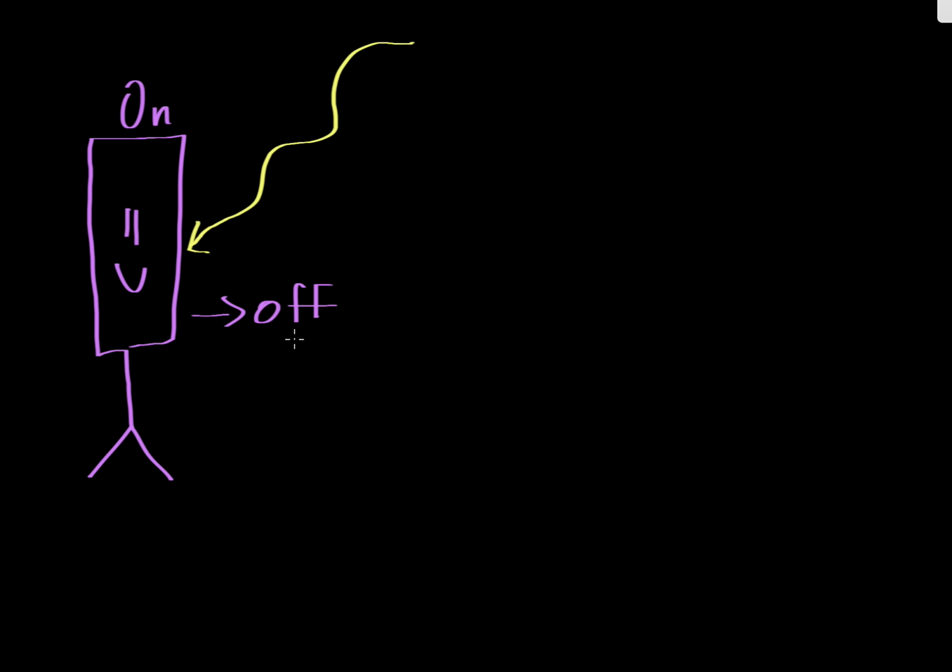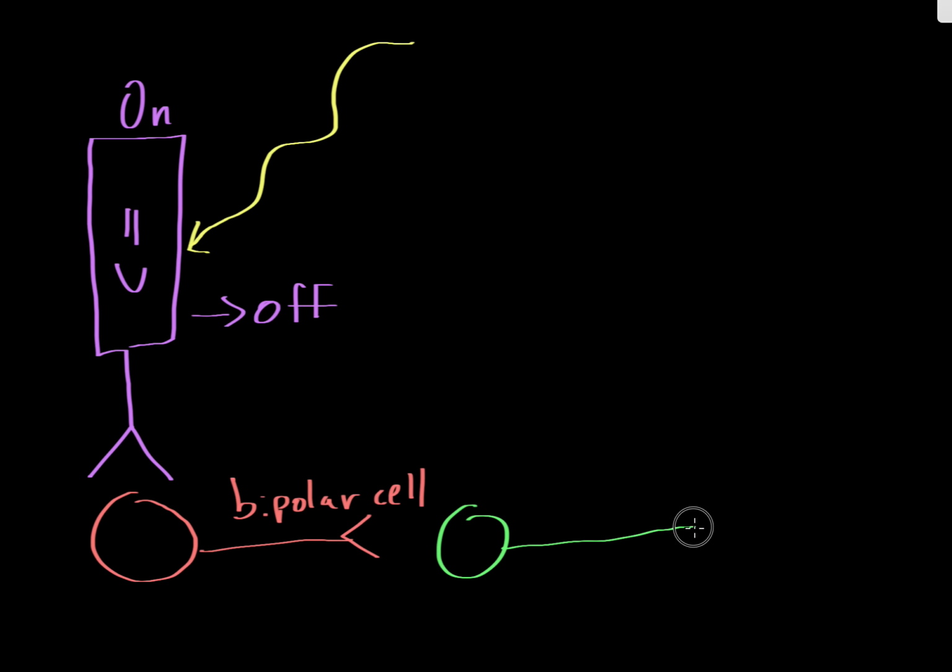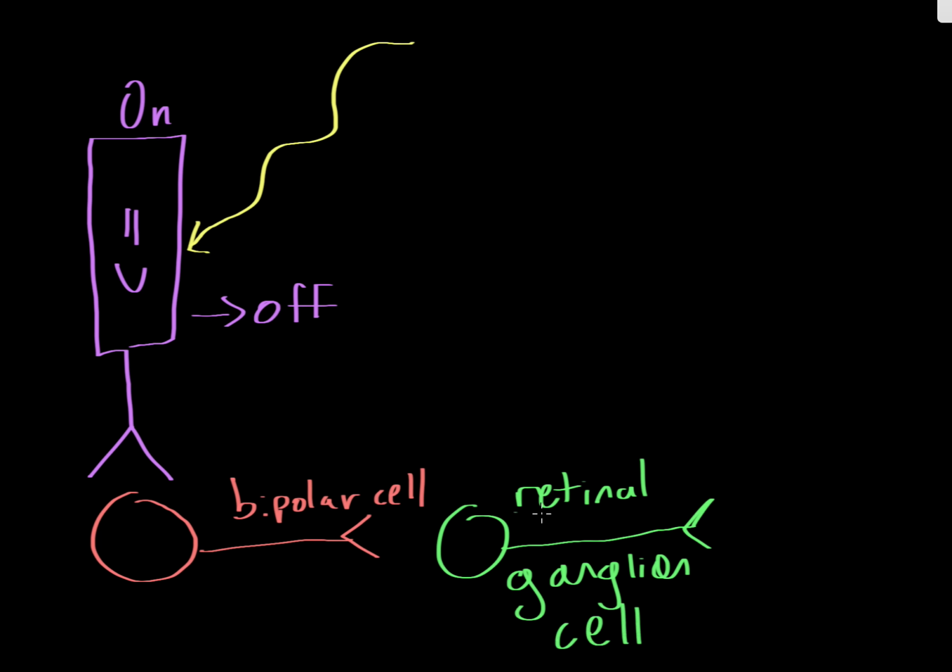When the rod is turned off, in a weird way, it actually turns on this other cell over here, which is called a bipolar cell. So by the rod turning off when it's exposed to light, it actually turns on a bipolar cell. And the bipolar cell, in turn, turns on another cell called a retinal ganglion cell. This retinal ganglion cell goes into the optic nerve, and then enters the brain.